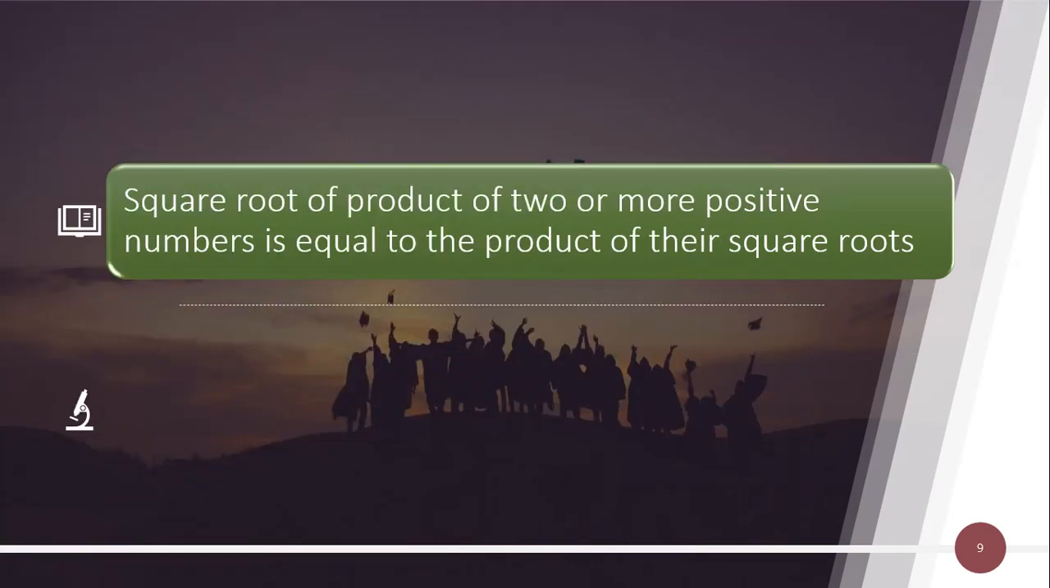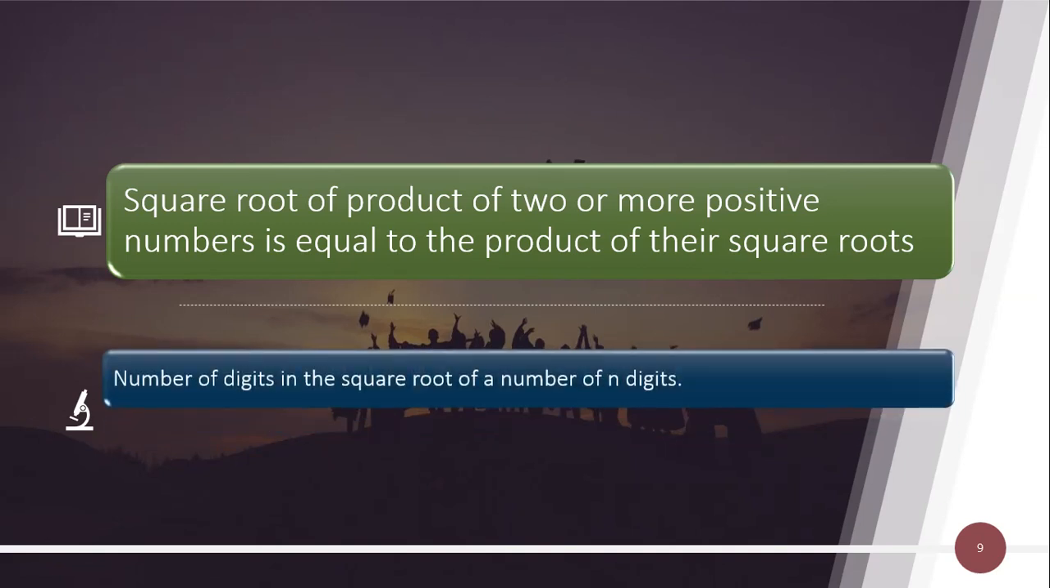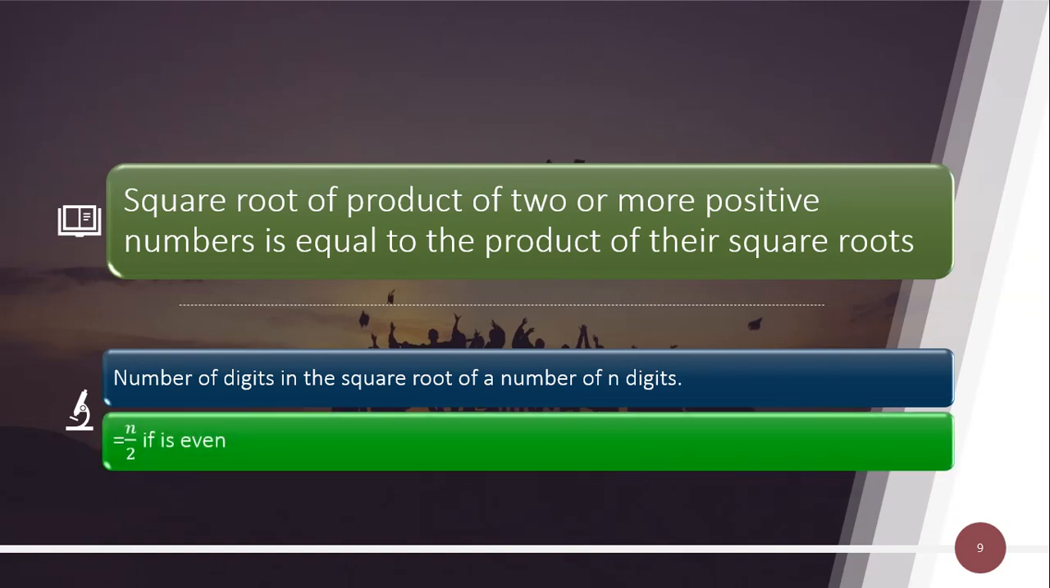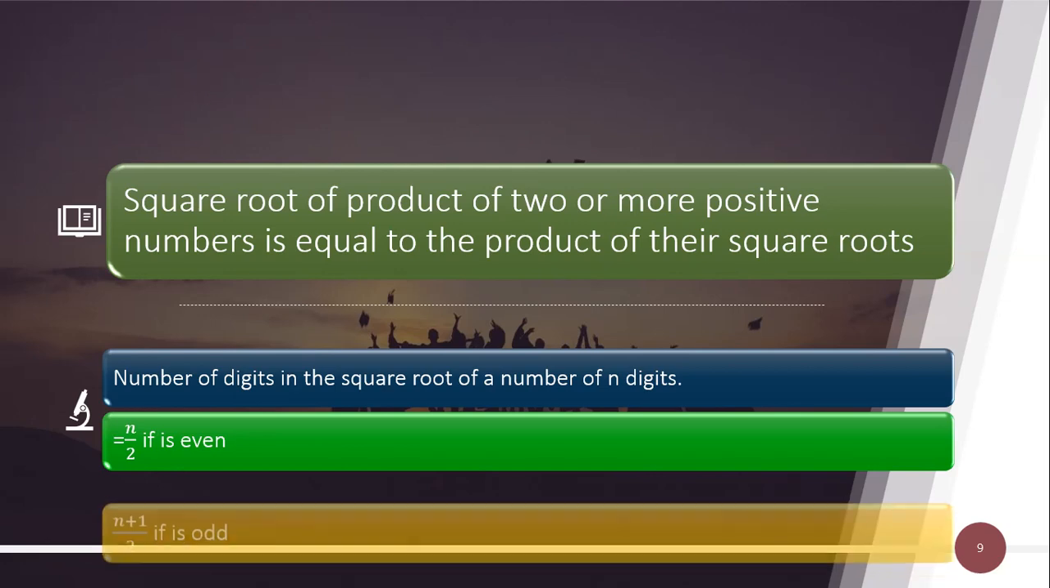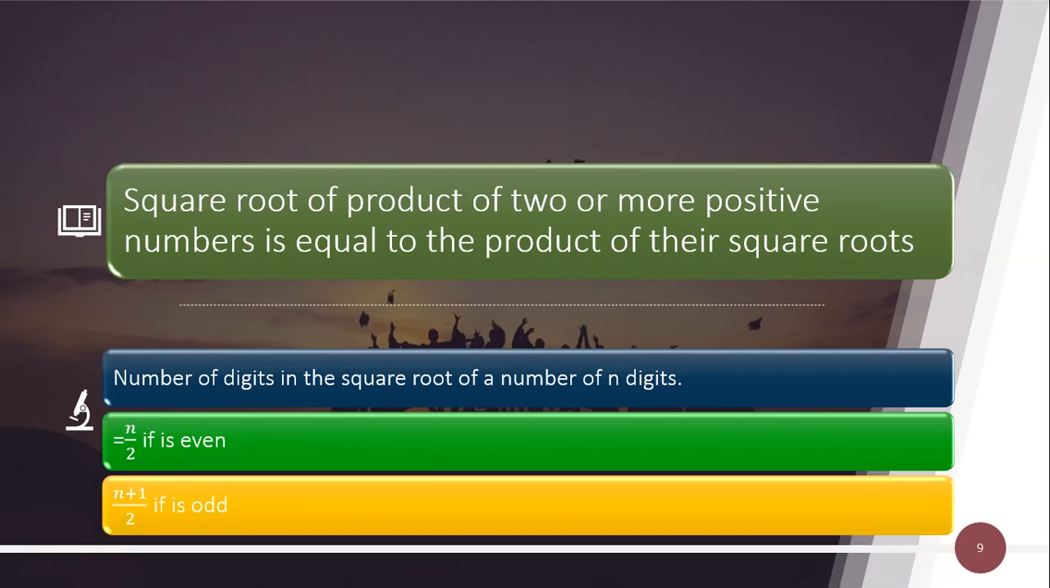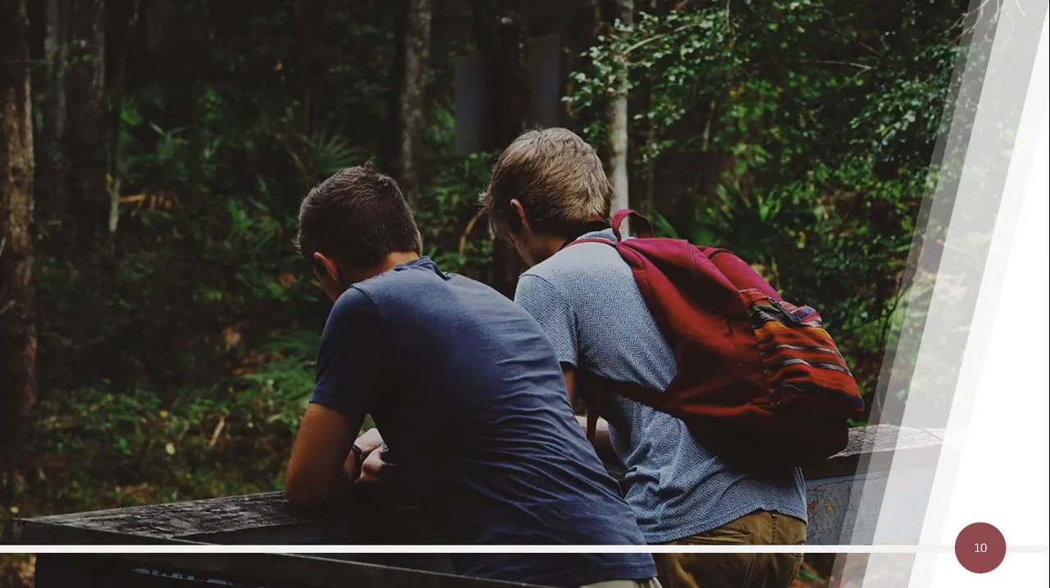A square root of a product of two or more positive numbers is equal to the product of their square roots. The number of digits in the square root of a number of n digits is n by 2 if n is even, and n plus 1 by 2 if n is an odd number.